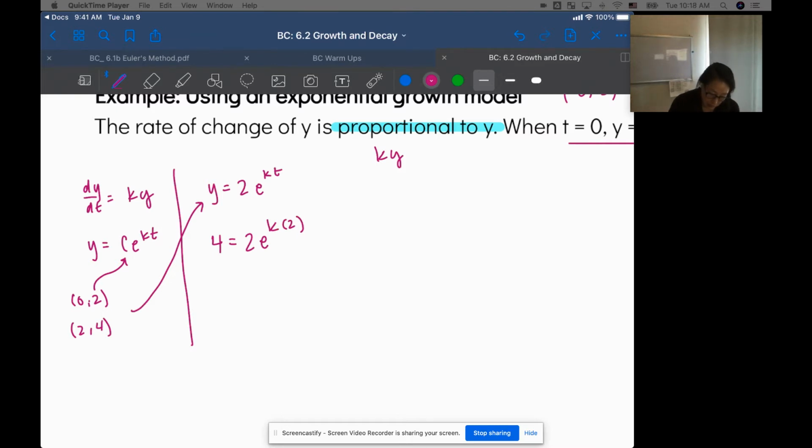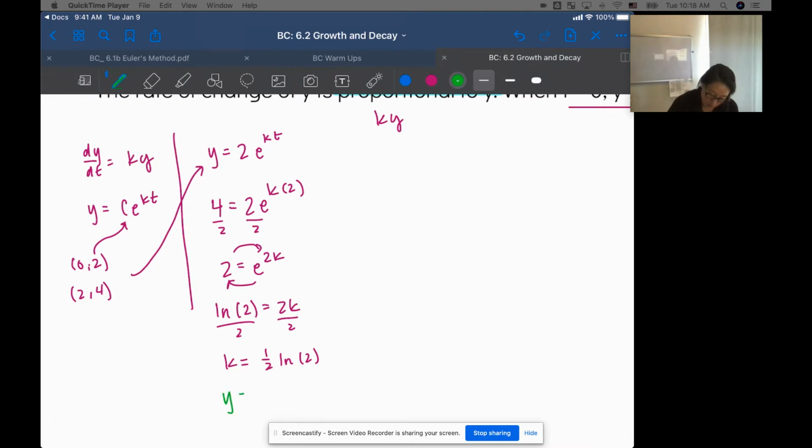And then we need to divide. So I get 2 is equal to e to the 2k. You can take the ln of both sides. So I'm going to get the ln base e of 2 is equal to 2k divided by 2. So I have k is equal to 1/2 times the ln of 2. So my equation is y equals 2 times e to the 1/2 times the ln of 2 times t.